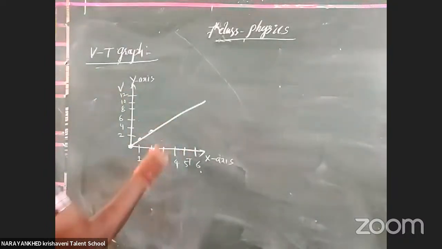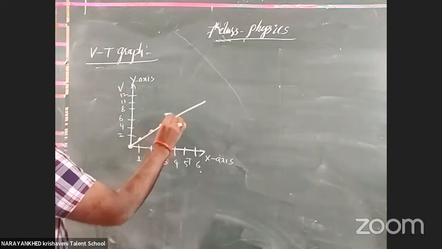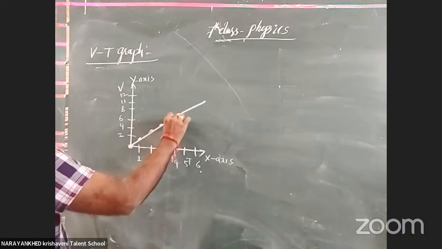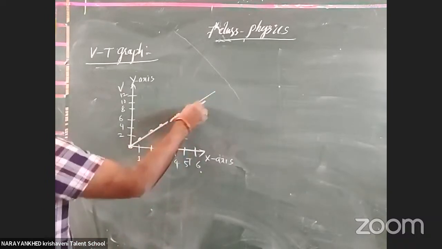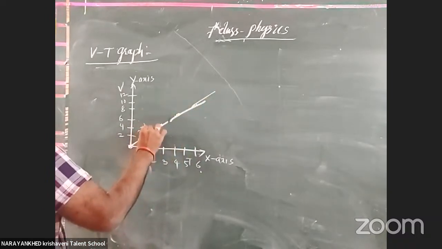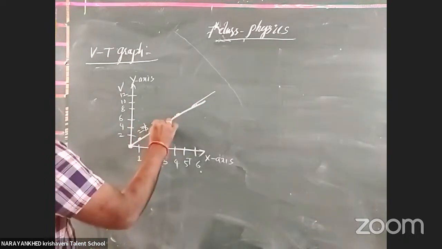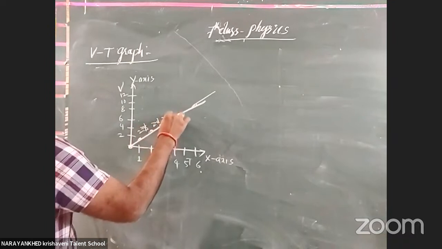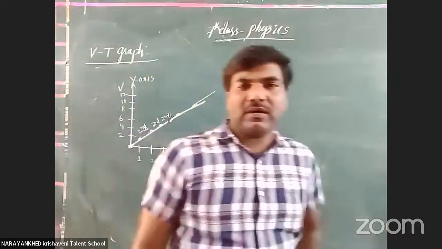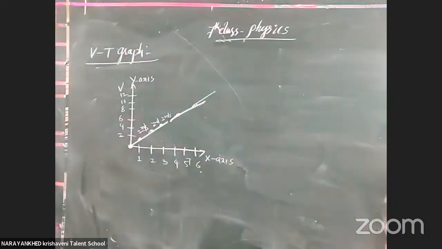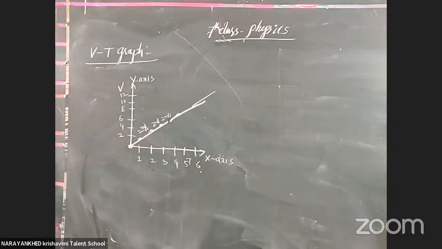Got it or not? The third point is here, and the fourth one is here. Clear or not? For the fifth one, it is 10 seconds. Like that, everywhere I have taken a velocity of 2 meters per second. Here also 2 meters per second, here also 2 meters per second. Like that it will be. Now what is it called? It is called uniform velocity only. Got it or not? I hope you got it.